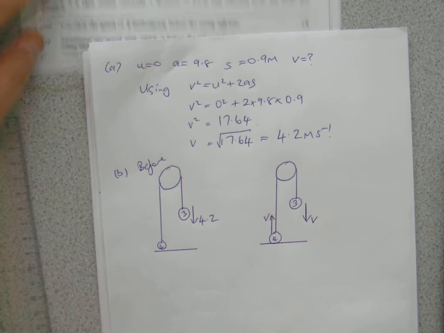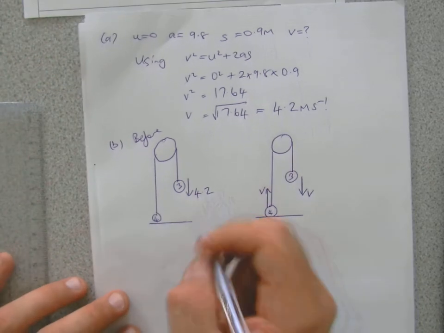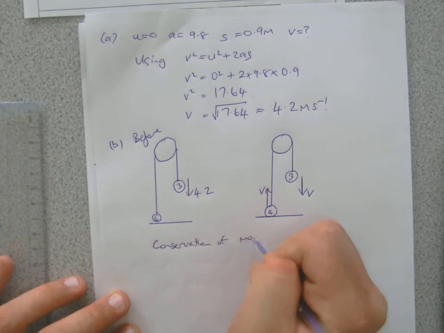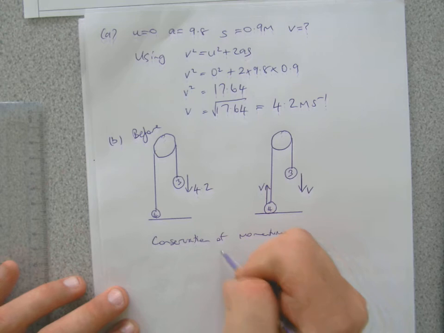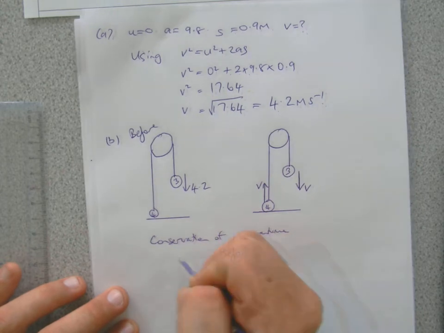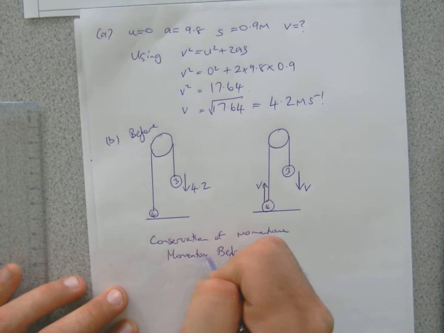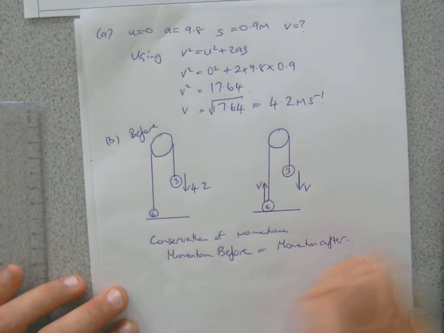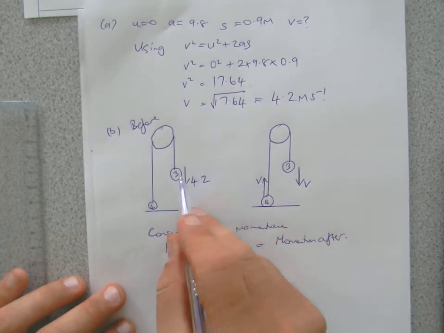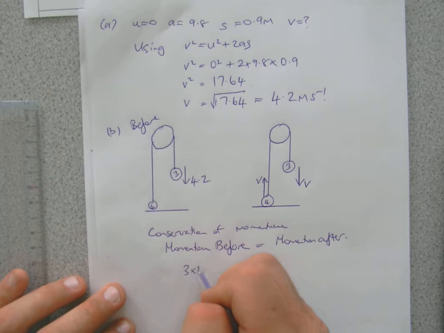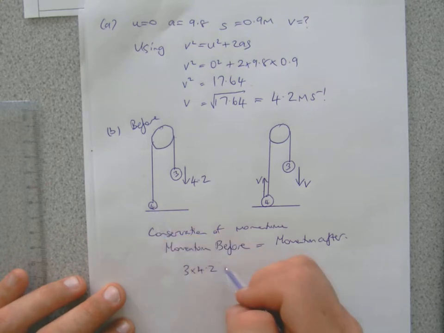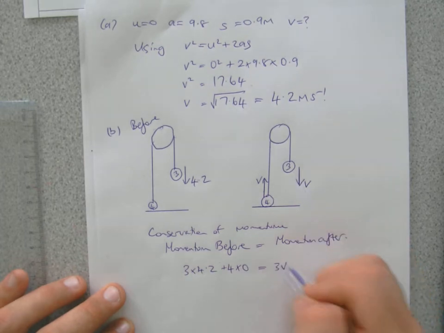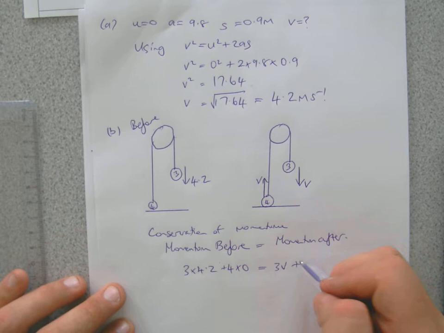So what we do quite simply is look at conservation of momentum. Momentum before equals momentum after. The momentum before in this system is just mass times velocity. This here is going to be 0, 4 times 0. Momentum after is 3v for that one, plus this momentum, 4v.